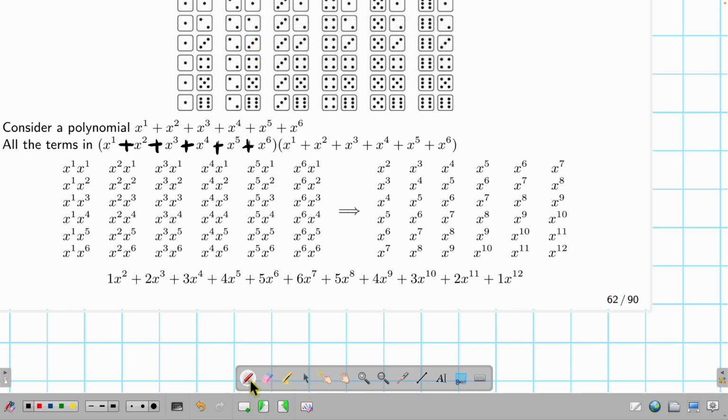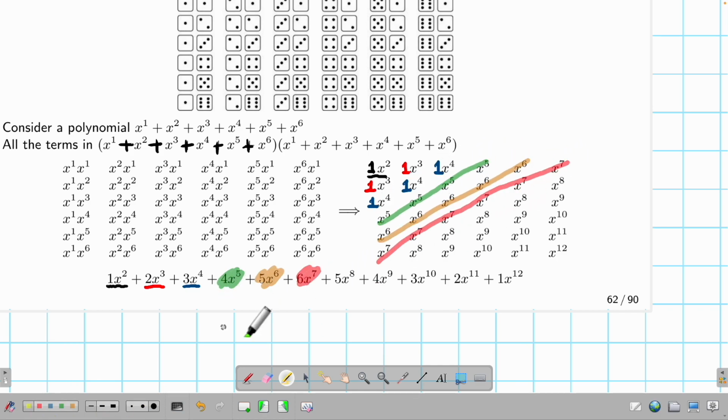Now here's the funny thing. So this guy is 1x squared. So that means there's a 1x squared here. And then this guy, there's a 2x cubed, which is there's a 1 here and there's a 1 here. And then there's a 3x to the power 4 because you have a 1 here, you have a 1 here, you have a 1 here. And now I'm going to do this. So this is 4x to the power 5 corresponding to this thing. 5x to the power 6, 6x to the power 7. And lastly, this single guy goes to here.